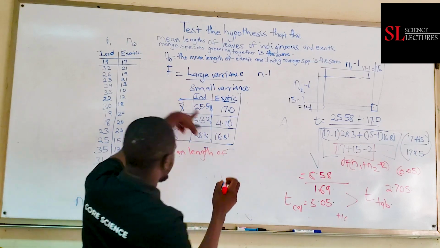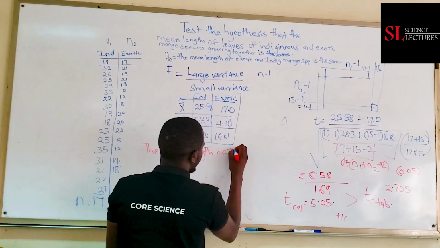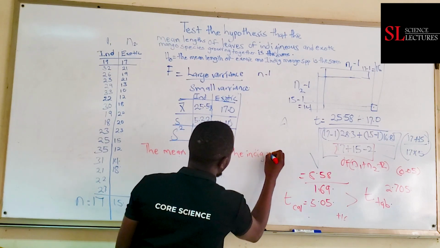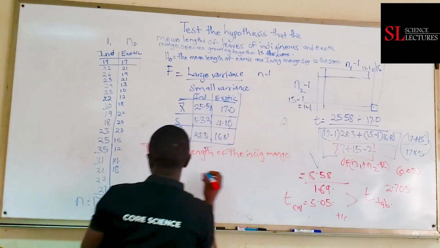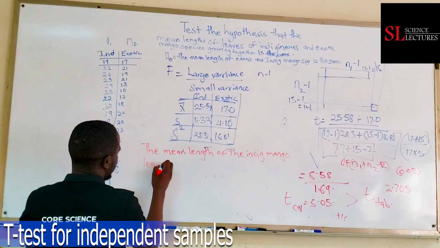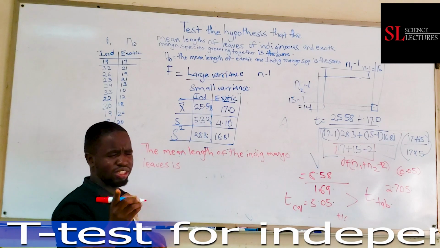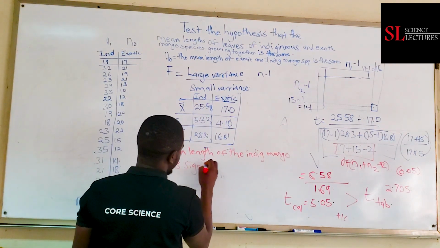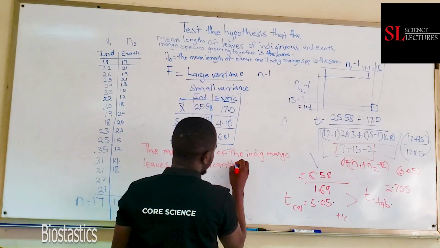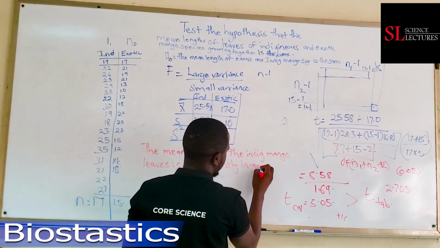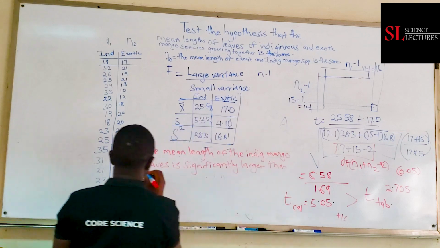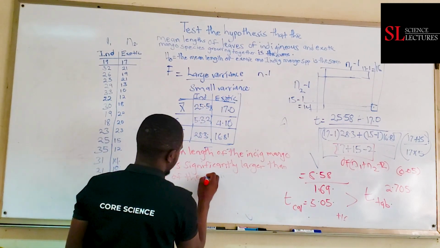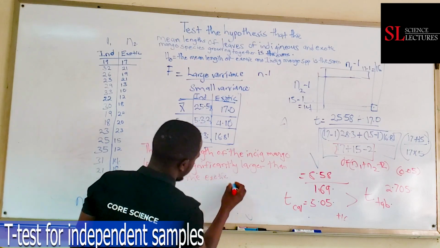of which of the two has a larger mean, the indigenous leaves, actually mango leaves, is, don't forget the word significantly, because you can face a very big difference in mean. Significantly larger than those of the exotic leaves.